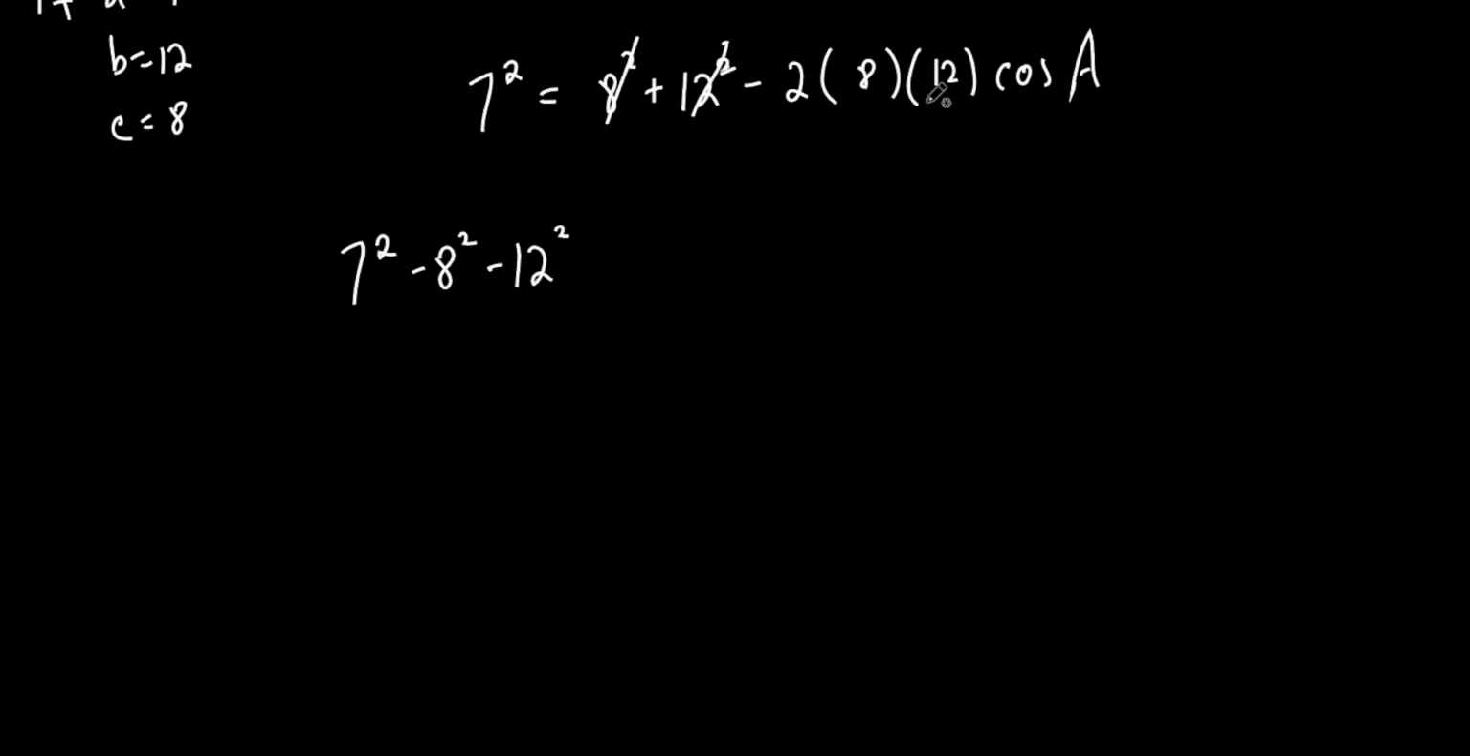Now, how do I get rid of these things? These things are all being multiplied, right? How do I get rid of something that's being multiplied? I divide. So I'm going to come over here and divide by all these. Divide by a -2. That gets rid of that. Divide by an 8. Gets rid of that. Divide by the 12. That gets rid of that. See how easy that is? What's all that equal to? The cosine of A, correct?